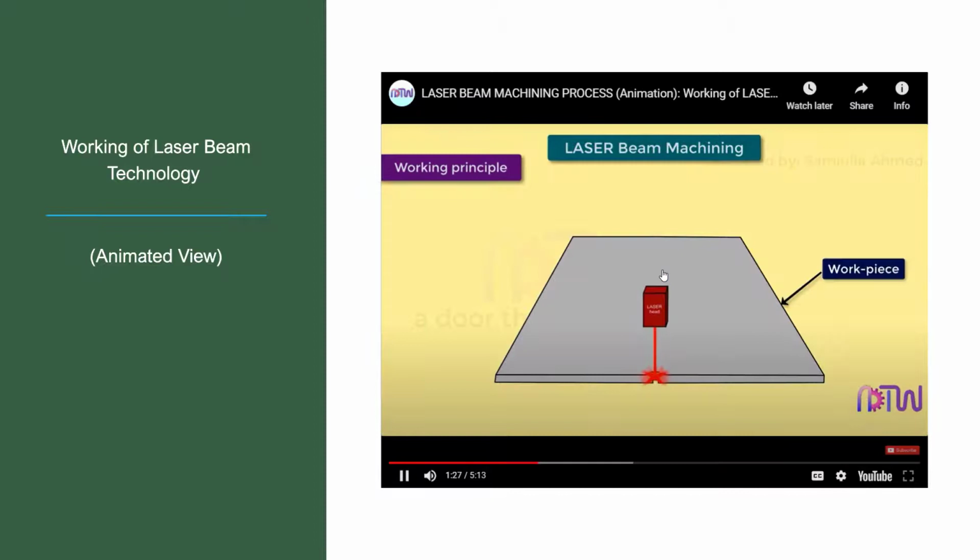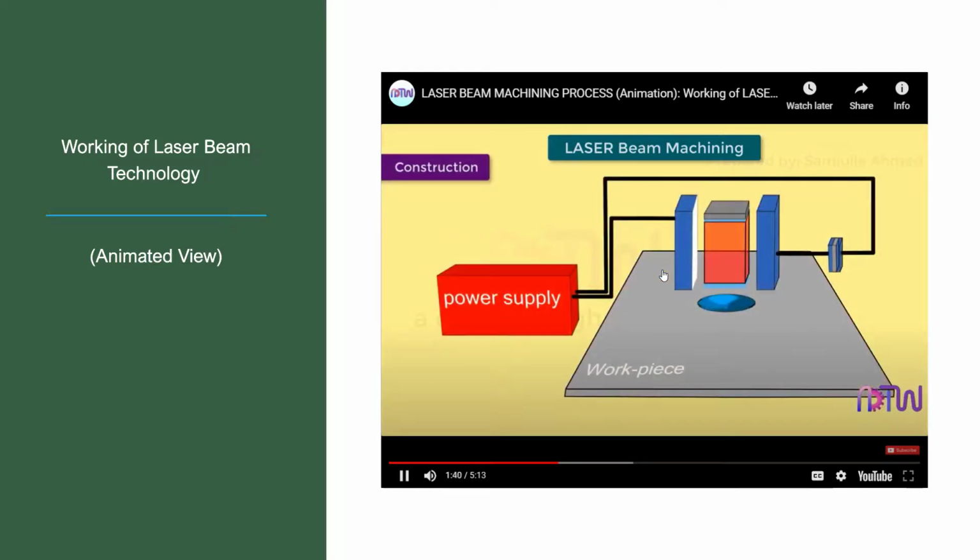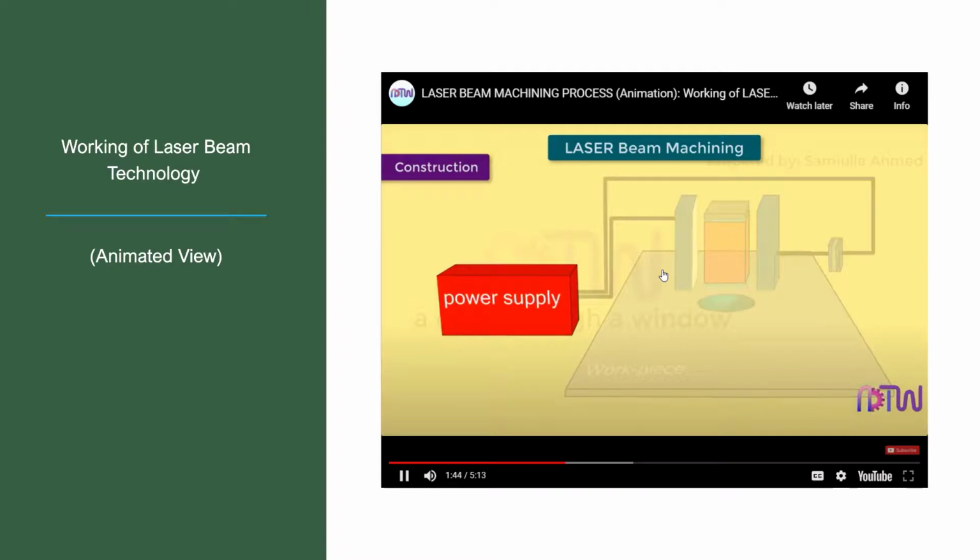The beam strikes the surface of the workpiece. The heat energy from the laser beam is transferred to the workpiece. This absorbed heat energy melts and vaporizes the material from the workpiece surface. Construction. The laser beam machine consists of the following parts. Power supply. It requires a power supply of 1 to 10 kilowatts.